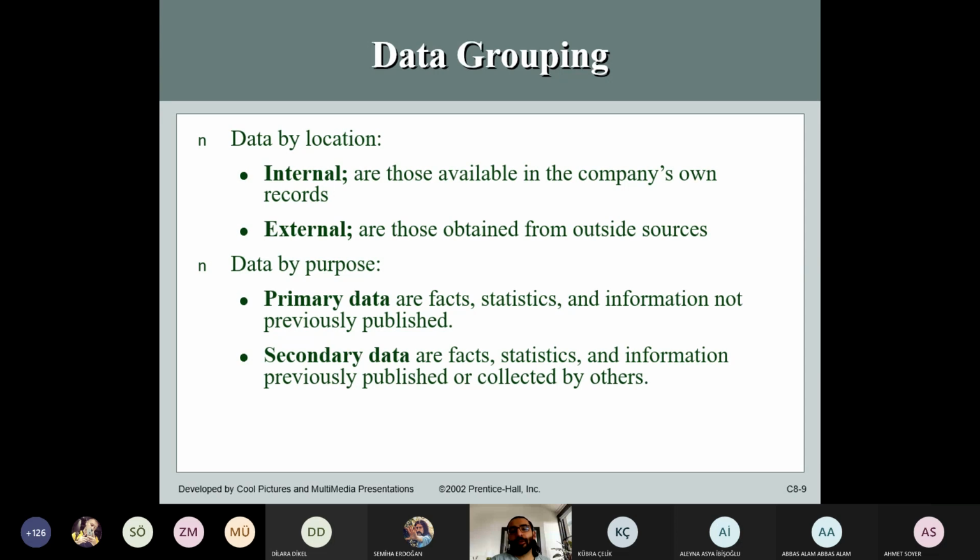External data could be obtained from outside sources. Like I said, the example of TÜİK is external data, right? Or some other research company who collect this kind of data that you want to use. These are external data groups. Primary data are the facts, statistics, and information not previously published. You collect them, you publish them first. This is your primary way. And secondary data is when you use some previously published, collected data. I mean, it's published in a report, and you use that report. It's secondary data. But if you go collect that data, and you publish, you create a report, this is primary data. This is a classification.